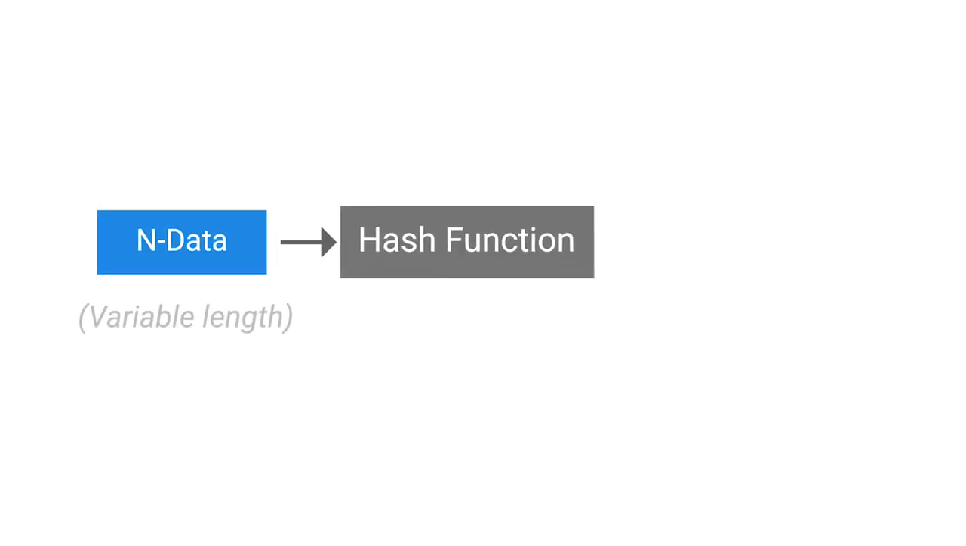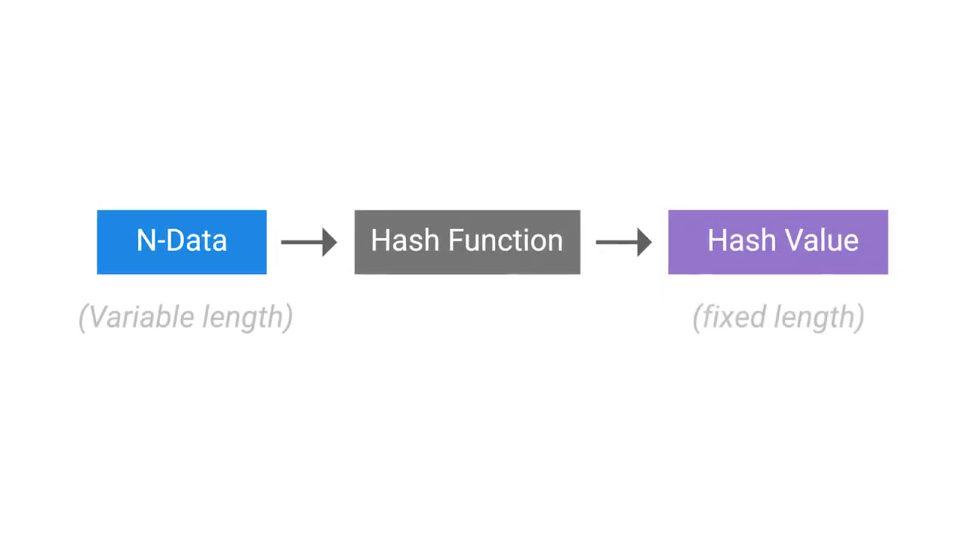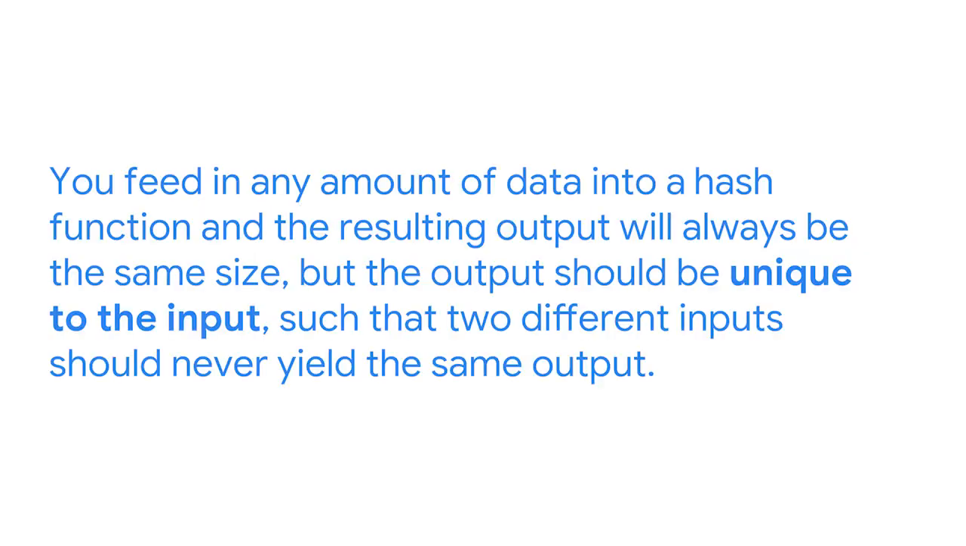The output size is usually specified in bits of data and is often included in the hashing function name. What this means exactly is that you feed any amount of data into a hash function, and the resulting output will always be the same size, but the output should be unique to the input, such that two different inputs should never yield the same output.